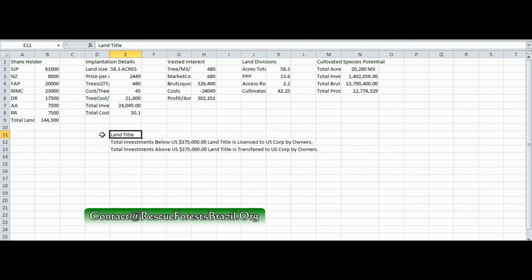Okay, so this brings us to the land title. We have two different scenarios here. I'm going to explain each one. If we have a total investment below $375,000, the land title will be licensed to the U.S. court by the existing owners. Now, if we get a total investment above $375,000, the land title can be transferred to the U.S. court by the owners.